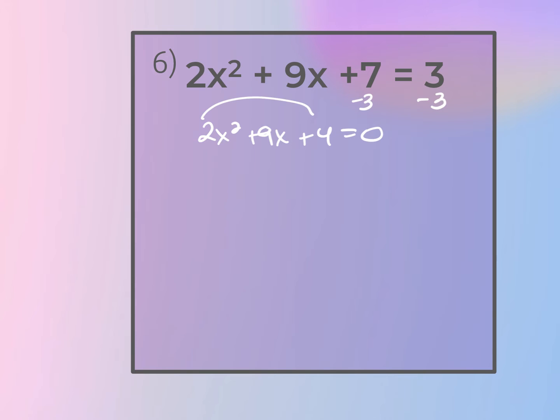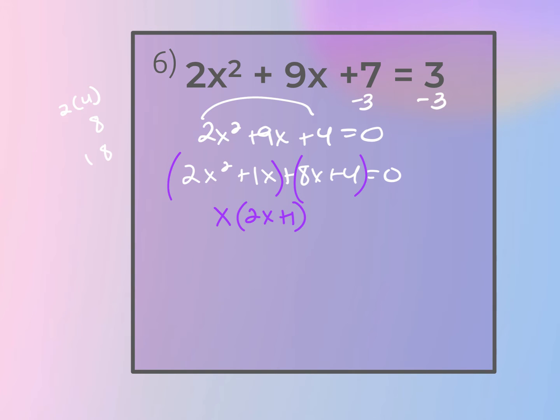Now, if you do first and last, 2 times 4 is 8. Factors of 8 that sum to 9: 1 and 8. Replace those. It doesn't have to be in that order, but it can be. Factor by grouping. Take out the x. Take out a 4. Take out the 2x plus 1, and then group together the x plus 4, and you get negative 1/2 and negative 4.